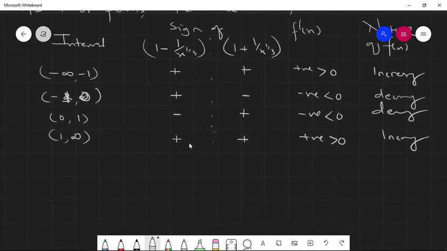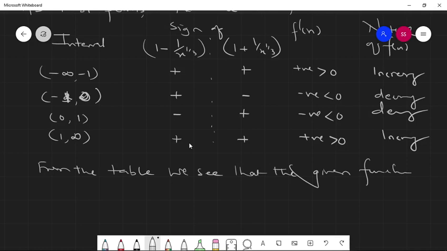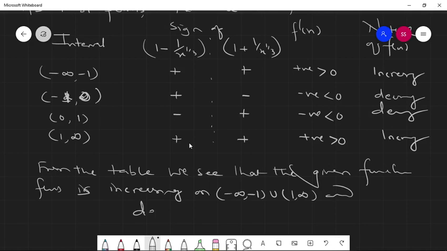Yes, now finally from the table, we see that the given function f of x is increasing on minus infinity to minus 1 union 1 to infinity, and decreasing on minus 1 comma 0 union 0 comma 1.